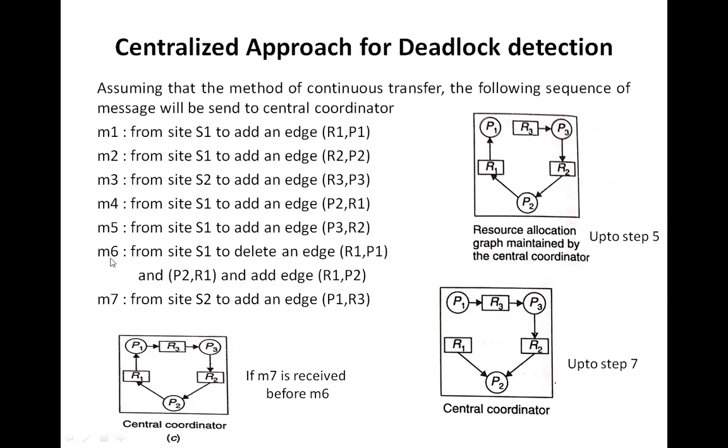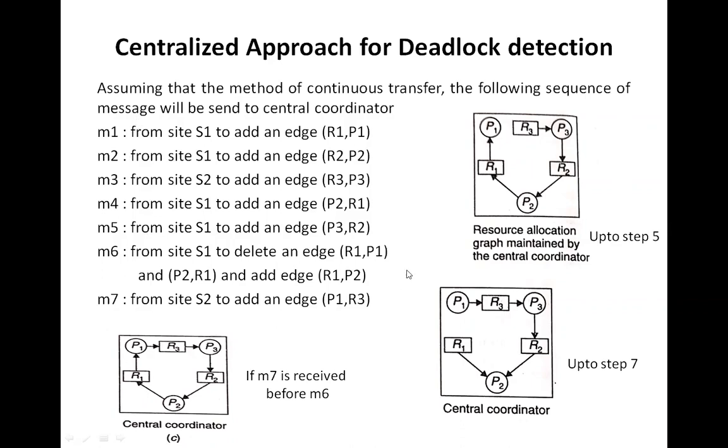When the 6th message arrives from site S1 to delete an edge R1 P1 because P1 has released it, this edge is being deleted. And P2 R1 is also being deleted because the request has been allocated. R1 has become free from P1, so R1 is allocated to P2. So it says that the P2 R1 edge should be deleted and the edge R1 P2 added. The message number 7 says that from site S2 to add an edge P1 R3. So P1 R3 is being added.